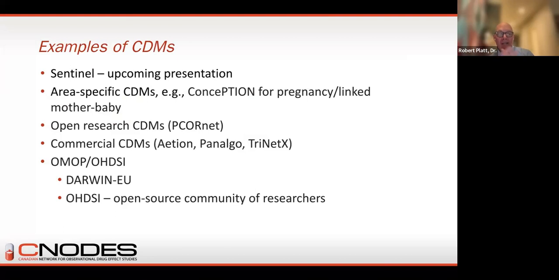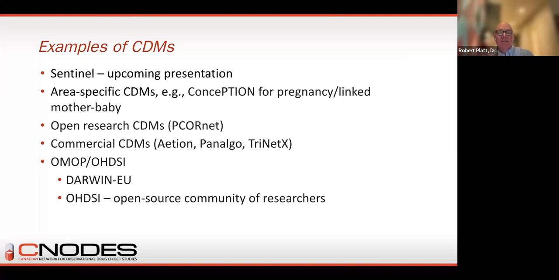So I talked about a couple of common data models. We're going to be hearing next about Sentinel. There are some area-specific or subject-specific common data models, like the conception CDM for pregnancy and linked mother-baby data, because that in and of itself is a fairly complicated data structure and data setting. There are open research CDMs like PCORNet, which is a common data model that researchers can use, similar to the Sentinel, but with some differences.